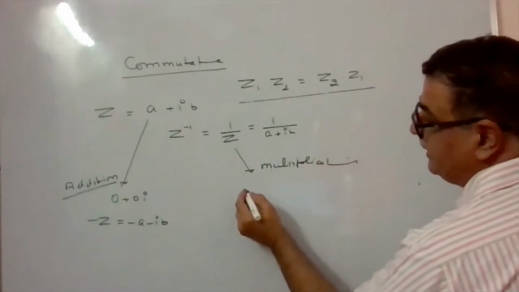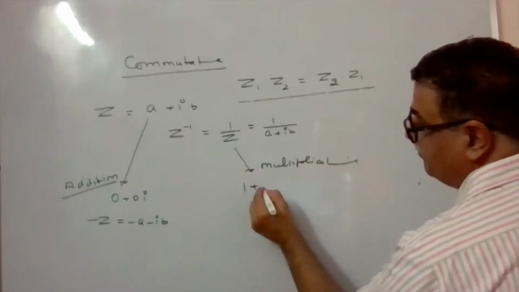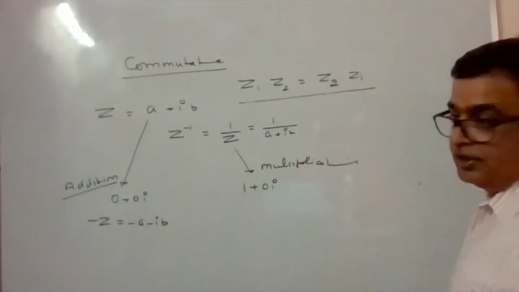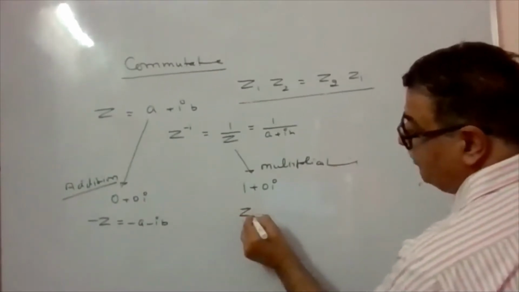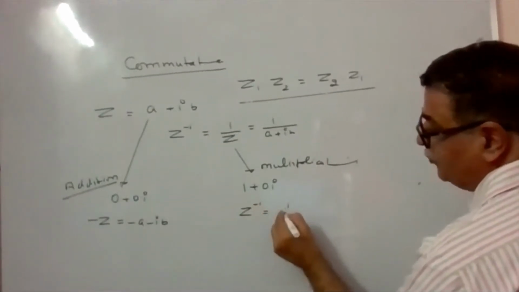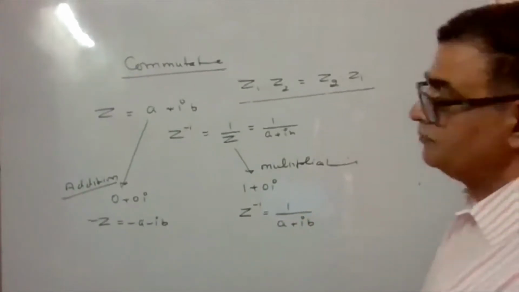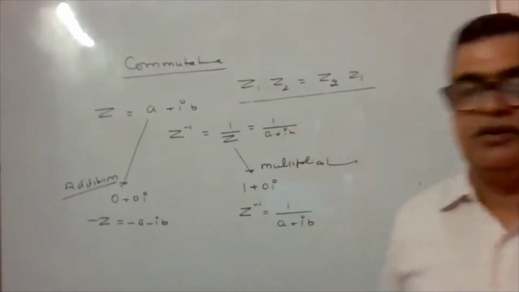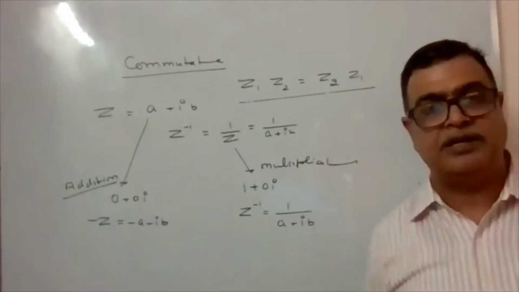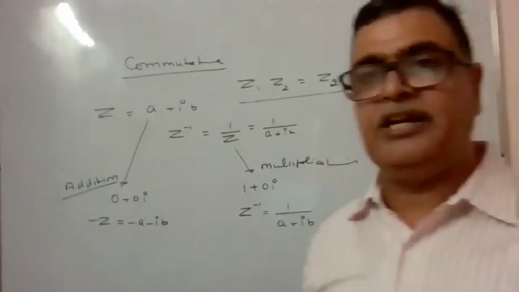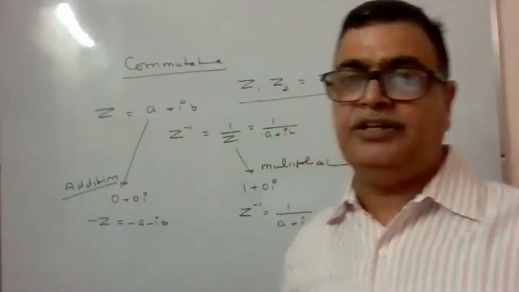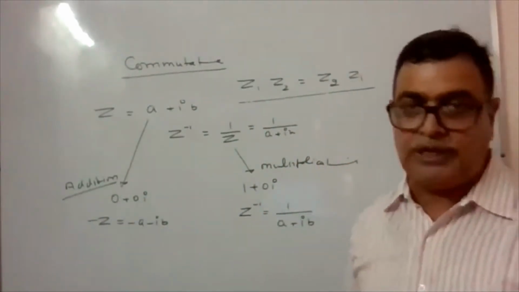When you take multiplication, identity will be 1 plus 0 iota. And multiplicative inverse will be z inverse, or we'll say 1 by a plus iota b. That you should keep in mind. So this can be a 1-mark question. They can ask what is multiplicative identity, what is multiplicative inverse, what is additive identity, and what is additive inverse. So that way you can calculate this.